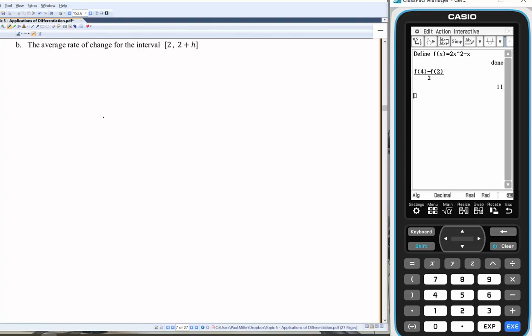All right, now what we want to do is an average rate of change between 2 and 2 plus a value h units away from the original. So we're going to note that f of x is equal to 2x squared take x from the previous part. I'm going to do f of 2, which I already know. The answer to that was 6. And I'm going to do f of 2 plus h, which is equal to 2 brackets 2 plus h all squared, take away 2 plus h.